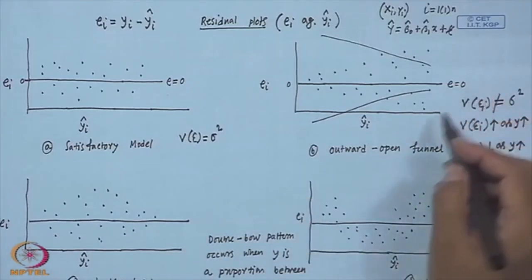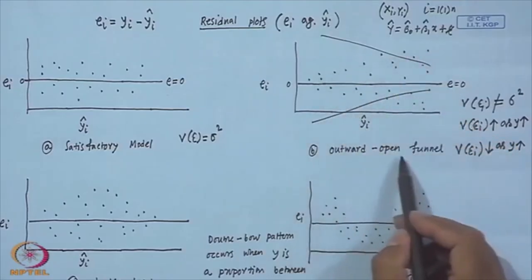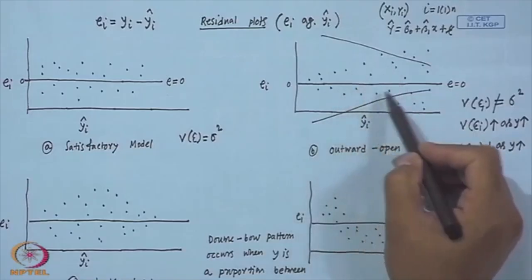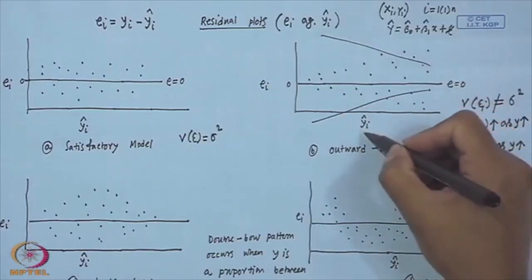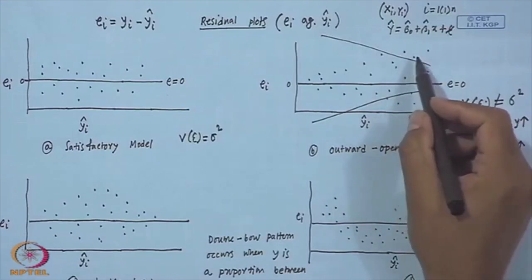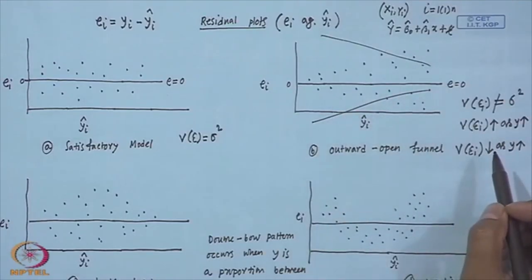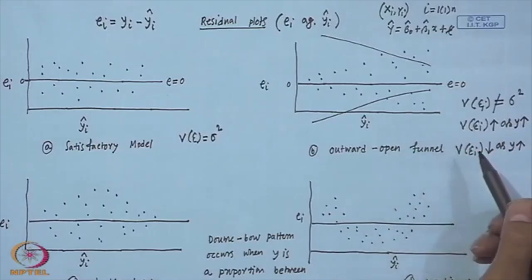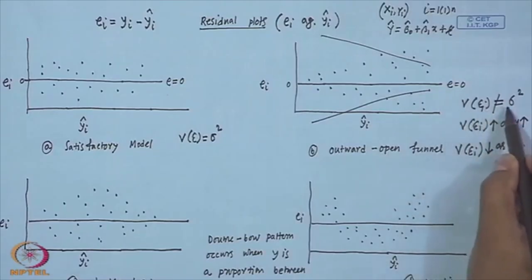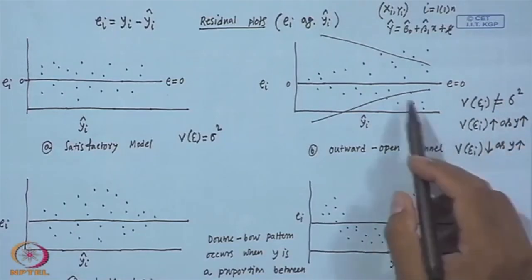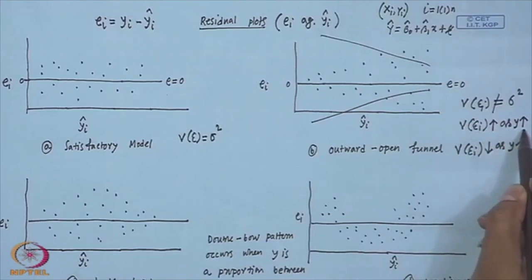Now, look at this scatter plot here, forget about these two lines. This is called the outward open funnel. If you see the residuals here, you can see the residual value increases as y i hat increases, and this is called outward open funnel. If this occurs, then we conclude that the constant variance assumption is not correct. So, we cannot assume that variance of epsilon i equals sigma square for all i. So, this is not true. What actually happened here is that the variance of epsilon i increases as y increases.